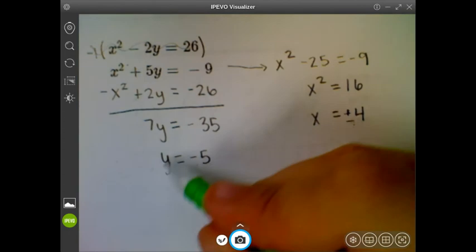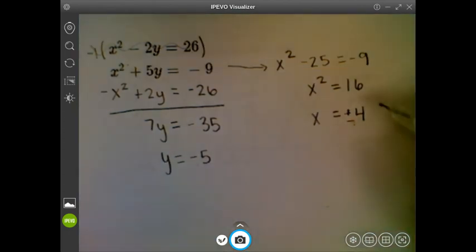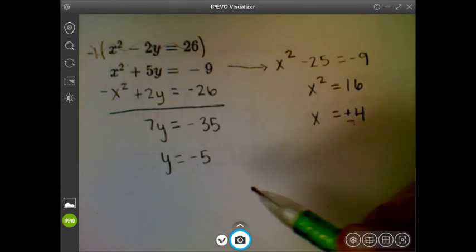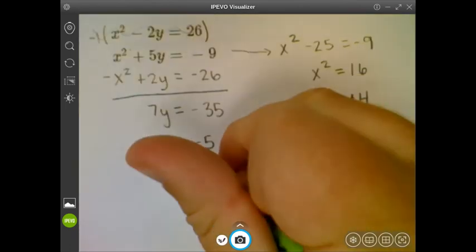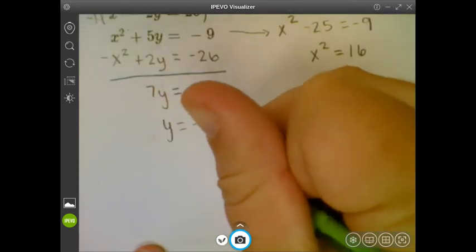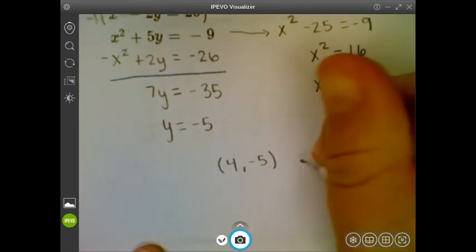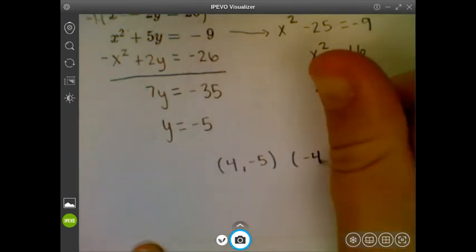It didn't come out when we were talking about the y, but it came out when we figured out the x. Because of that square root, you do have to include plus or minus. So if you don't include the plus or minus, you're only going to tell one of the two. So your two coordinate points would be at positive 4, negative 5. And then the other one is at negative 4, negative 5.